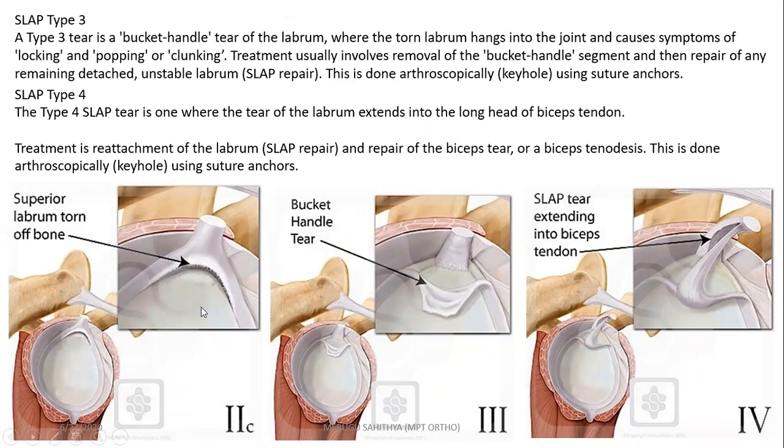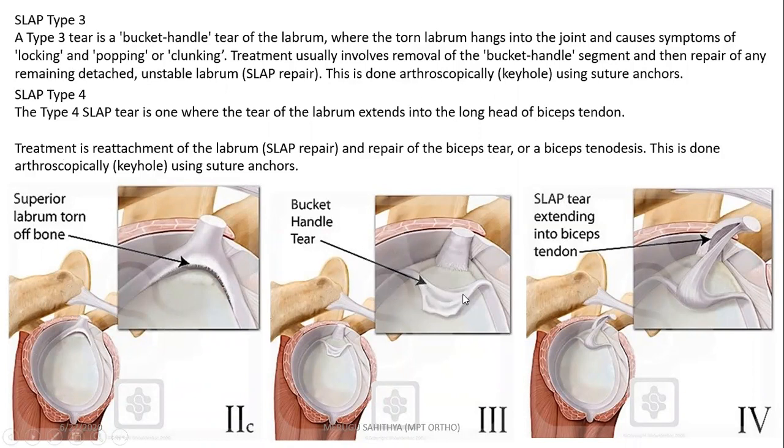And coming to the SLAP type 3, a type 3 tear is a bucket handle tear of the labrum, where the torn labrum hangs into the joint and causes symptoms of locking and popping or clunking. The treatment usually involves removal of the bucket handle segment and then repair of any remaining detached unstable labrum. This is done arthroscopically using suture anchors. And this is the type 3, where the tear hangs into the joint.